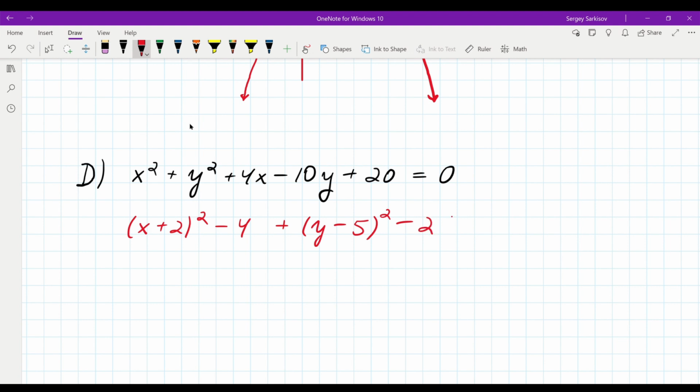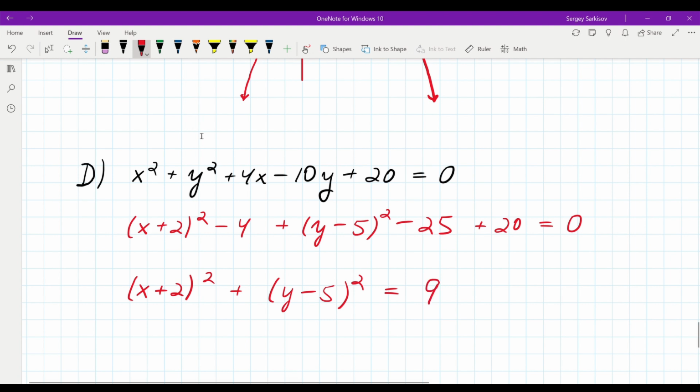Take away 25. If you're confused about this stuff, everyone, just really study completing the square. It's not that bad when you know it. Plus 20 equals 0. It's just not the goal of this presentation specifically. If you simplify that a little more, you see what happens? It's x plus 2 squared plus y minus 5 squared, and that's equal to, if you subtract the 20 on the right side, 9.